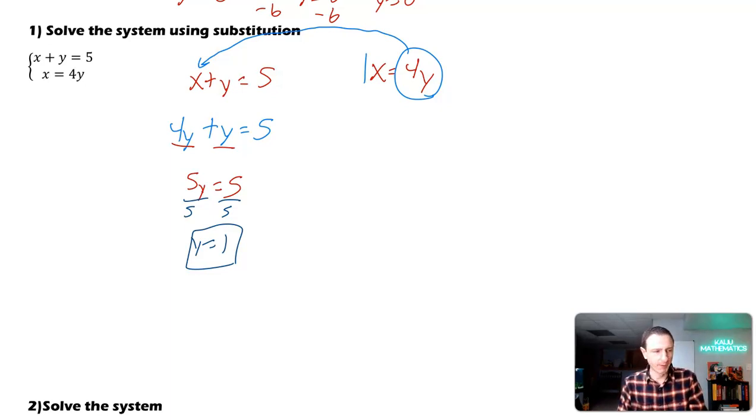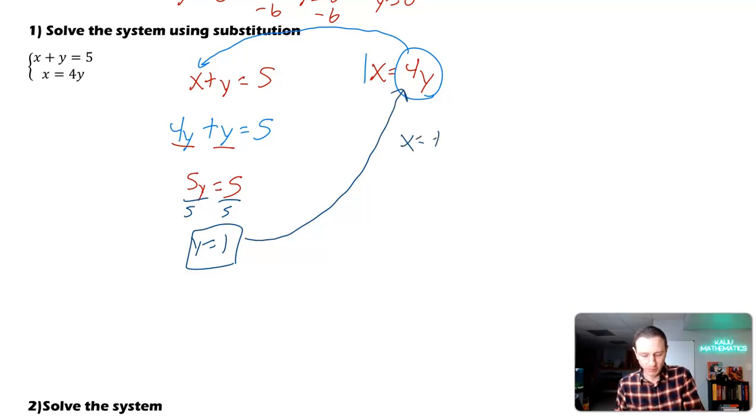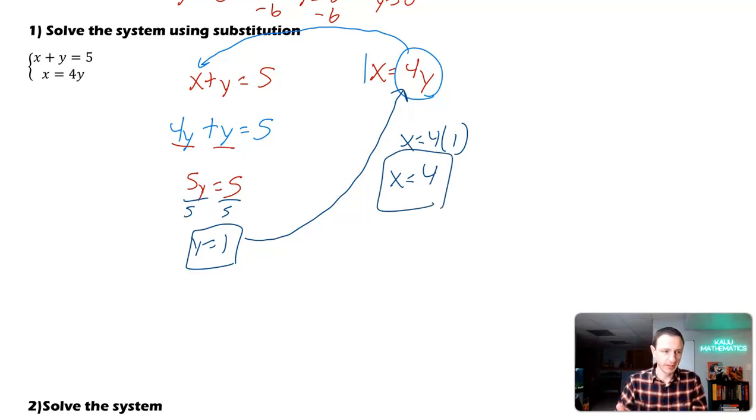Now here, I have my y value. So what I want to do now is take that y value and substitute it back into this equation. So I'll have x equals 4 times 1. So x equals 4 times 1 is 4. So now I have an x, I have a y, I have an ordered pair of 4, 1, because this is the ordered pair that will make the system true.